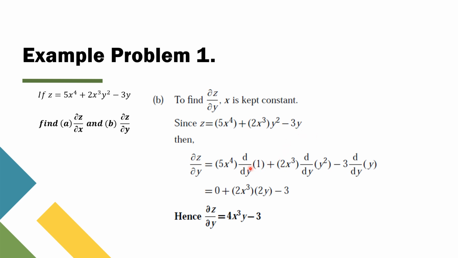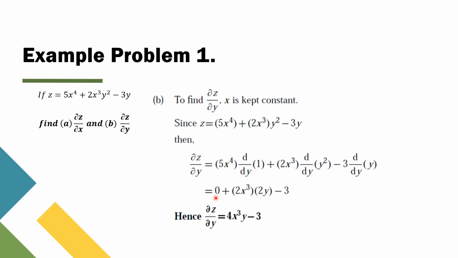When we do the process, we have 5x to the fourth power and then the derivative of 1. 1 is a constant, and the derivative of a constant is 0. When we multiply 0 to 5x to the fourth power, that is 0. And we have 2x cubed, and the derivative of y squared is 2y. And we have minus 3, and then the derivative of y is 1. 1 times 3 is 3.